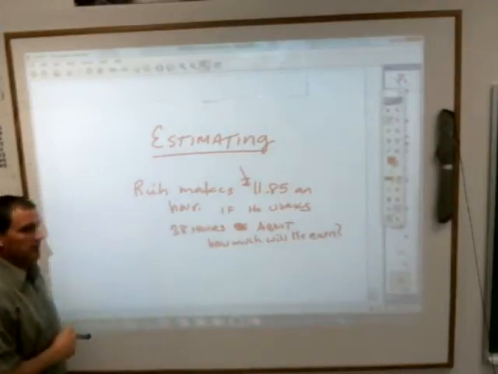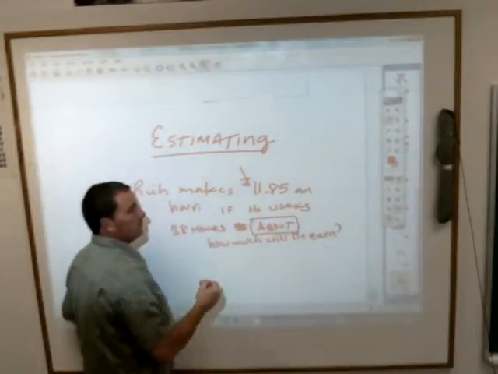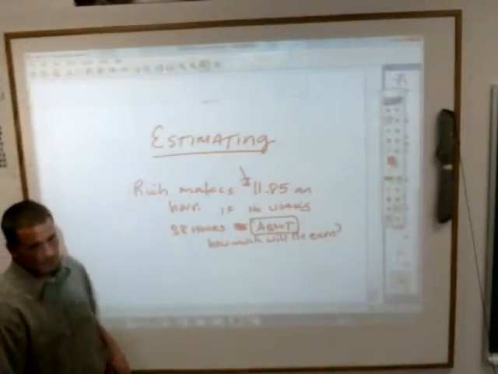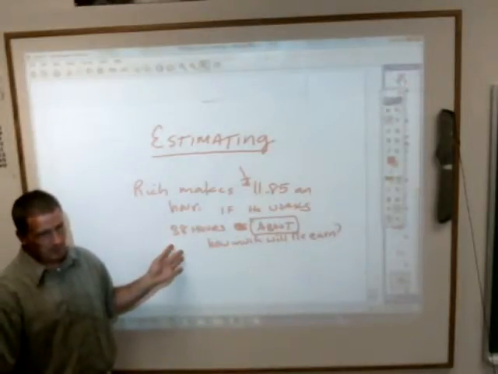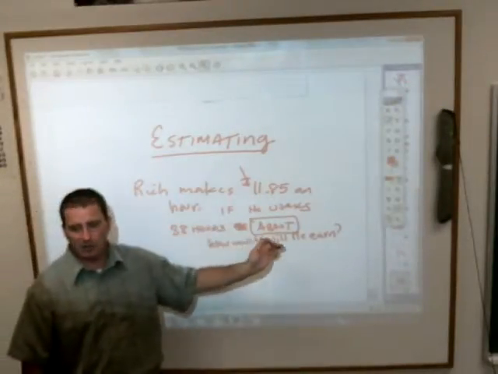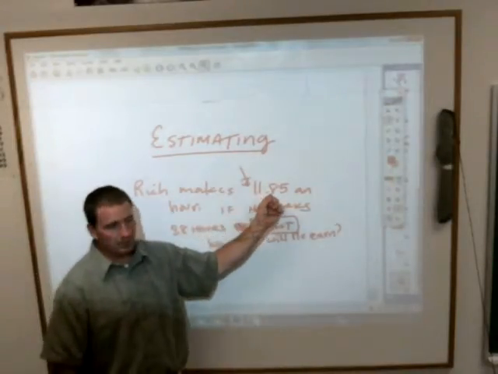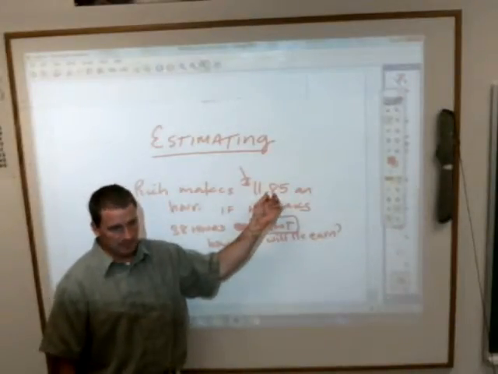Okay. Look in story problems for that word about. The word about should put a big smile on your face, because the word about is going to save you probably at least half the time, if not more, on how to do the problem. If it didn't say about, you're going to have to multiply $11.85 times 38 hours. Okay, but because it said about, that means you are allowed to estimate, which means you can make these numbers easy so that you can multiply easily and quickly.